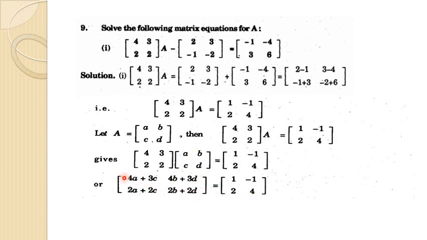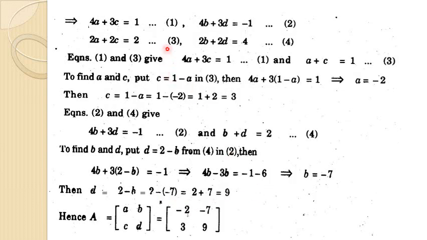Okay. Now two matrices are equal. Why? Because 2 by 2, 2 by 2, the orders are the same, बीच में is equal to sign, so two matrices are equal, so it means that we can make four equations. 4a plus 3c is equal to 1, 4b plus 3d is equal to minus 1, 2a plus 2c is equal to 2, 2b plus 2d is equal to 4, like this. And solving 1 and 3 you can get a and c, and solving 2 and 4 you can get b and d, like this.